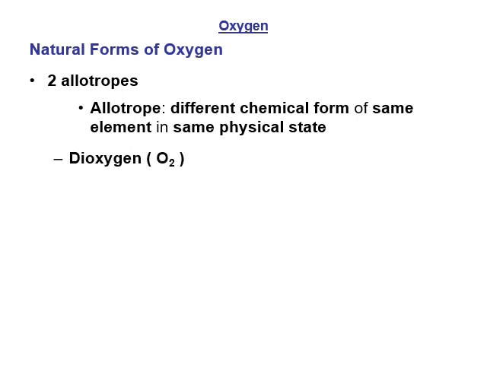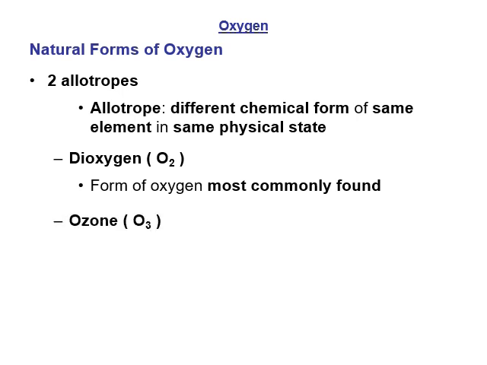Dioxygen, or O2, is what we breathe. This is the form that is most commonly found in nature. You can freeze it, you can condense it at pretty low temperatures, but this is what you would normally find when we talk about oxygen. This is dioxygen. The other naturally occurring allotrope is ozone, O3.